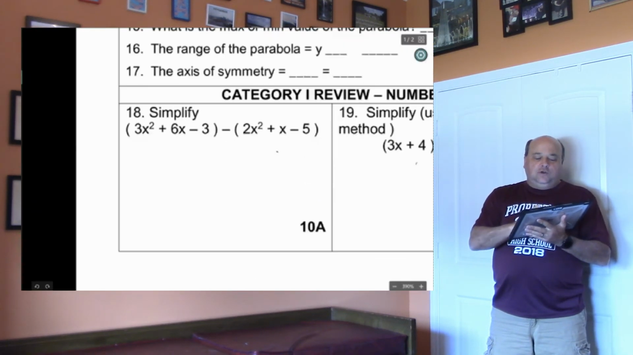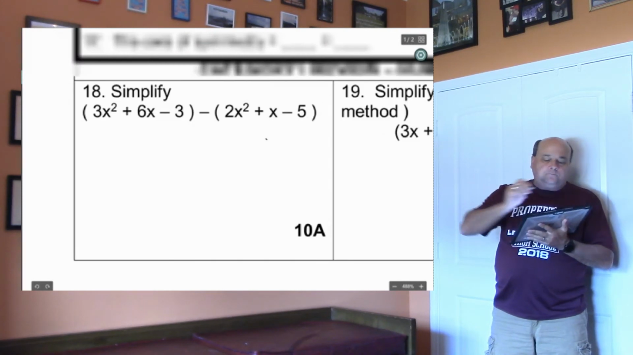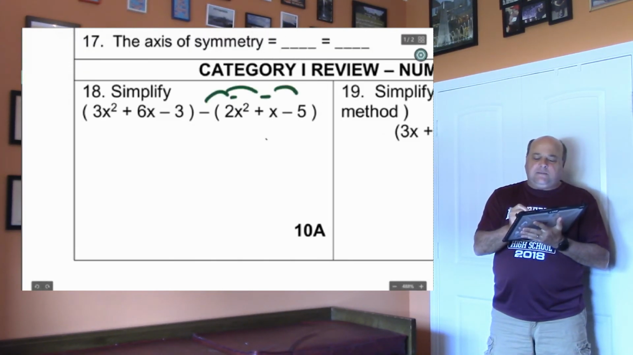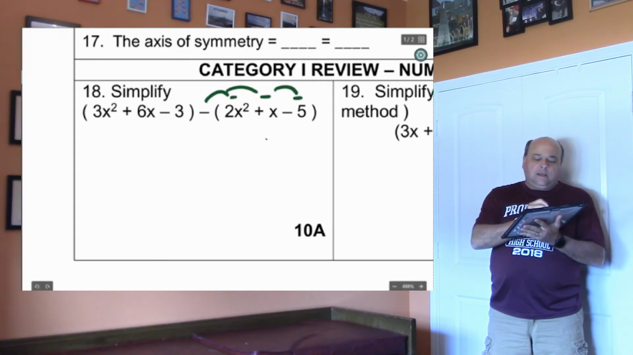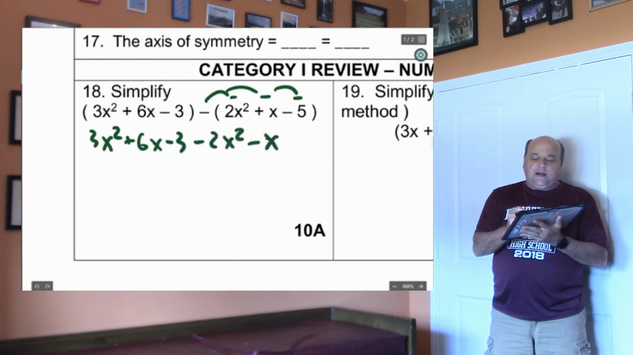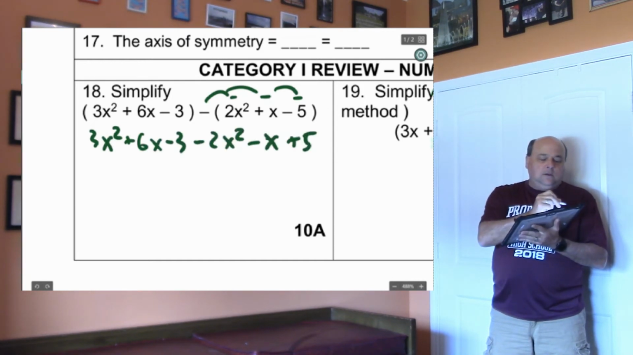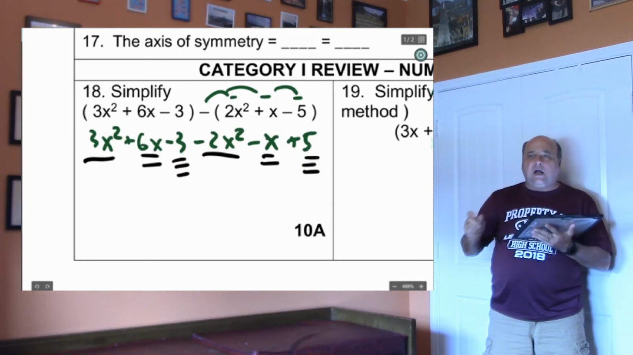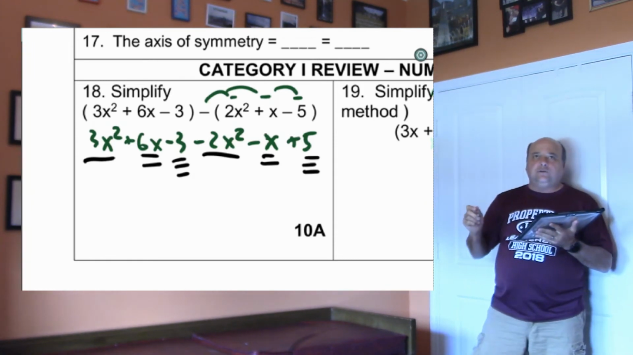Now then, I'm going to answer the bottom 3 right here. So on number 18, we're going to distribute this negative. This is the same thing as last week, wasn't it? Okay, I'm going to have 3x squared plus 6x minus 3, then minus 2x squared minus x plus 5. Then I'm going to underline the common terms. Double underline the x's, triple underline the constants. I'm going to have 3 terms in my answer.